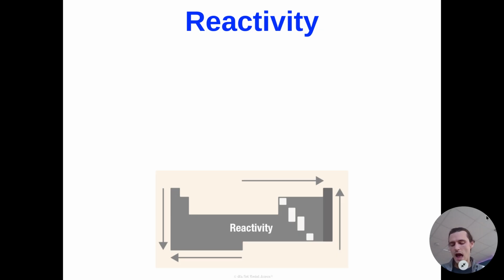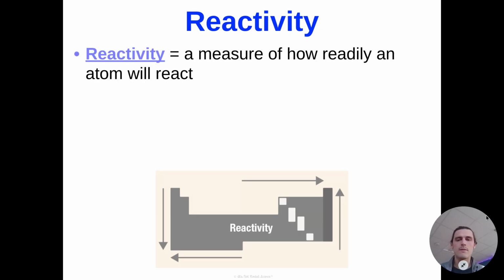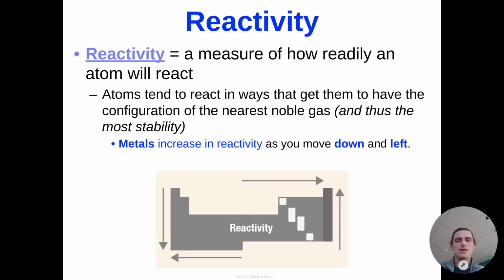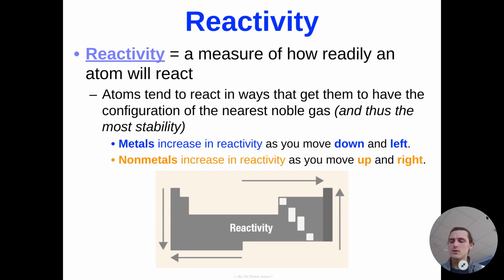Next, reactivity: how reactive something is, how quickly it will react. It tends to react in ways that get it to have full energy levels like the noble gases, so it wants to be stable and happy. For metals, reactivity increases as you go down and to the left, and for nonmetals as you move up and to the right. You can see that trend here and here.